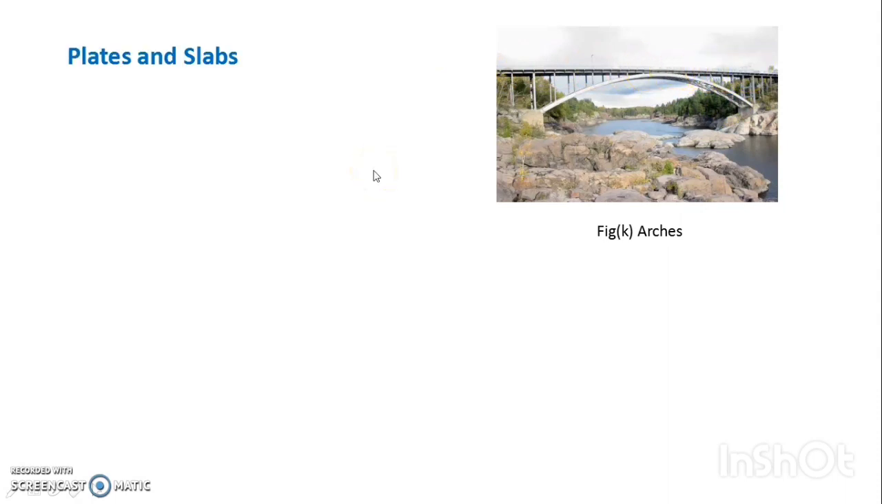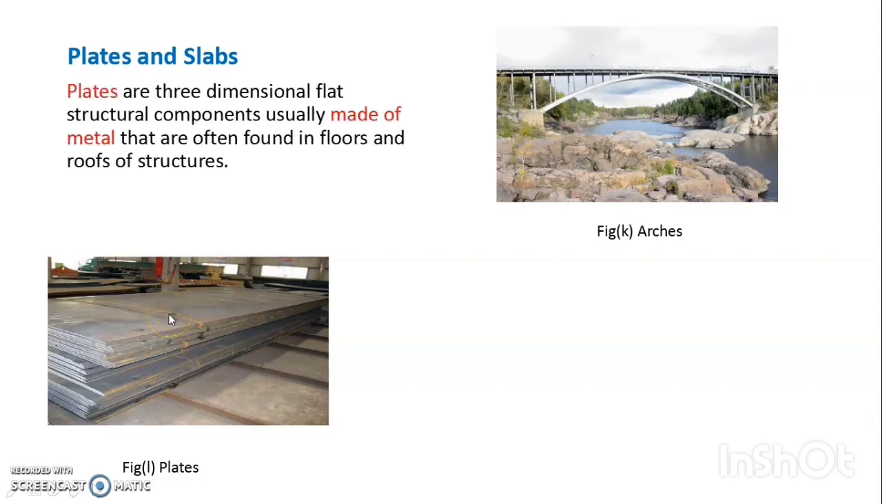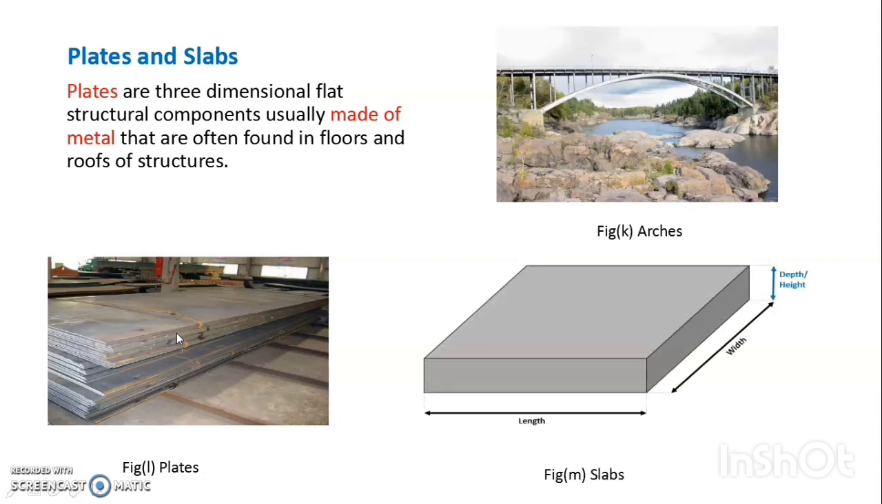And the last member which we're going to discuss is plates and slabs. This is the illustrative diagram of a plate. We can see the plates are made of steel. Plates are three-dimensional flat structural components, usually made of metal. We generally find plates in floors or roofs. Next we are going to discuss slabs.